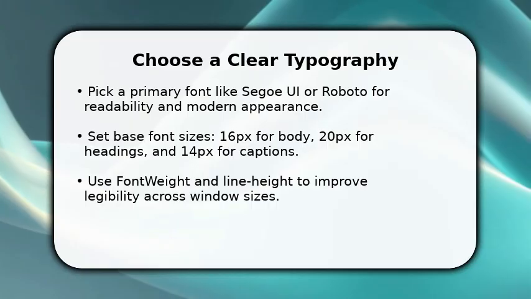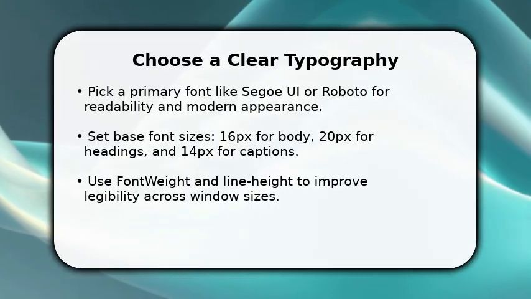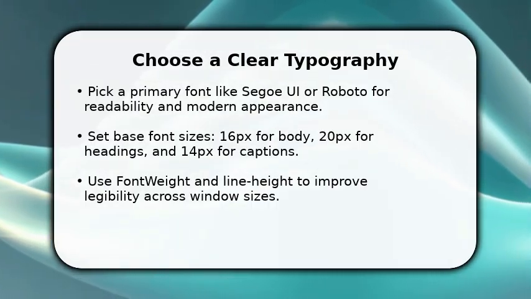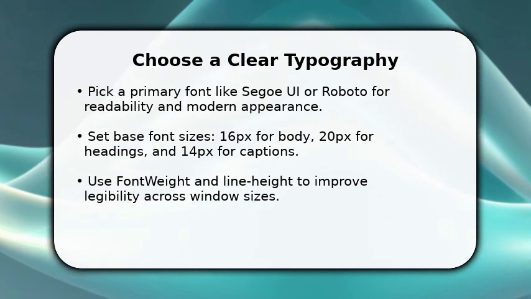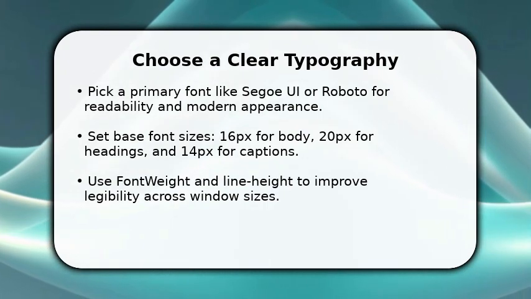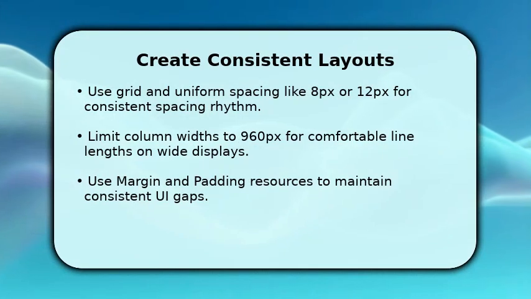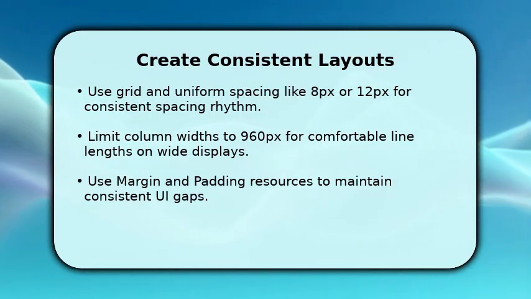Apply TextOptions. TextFormattingMode Ideal and ClearType hinting for crisp text rendering on LCD screens. Store typography values in a resource dictionary for reuse and consistent iterative updates. Use grid and uniform spacing like 8px or 12px for consistent spacing rhythm.